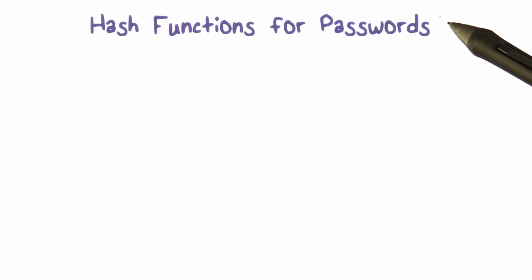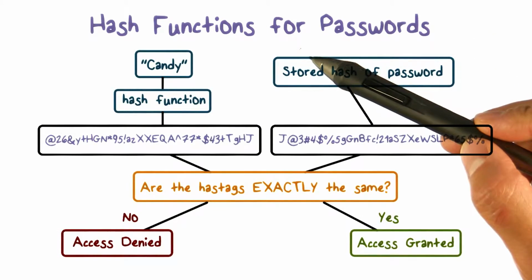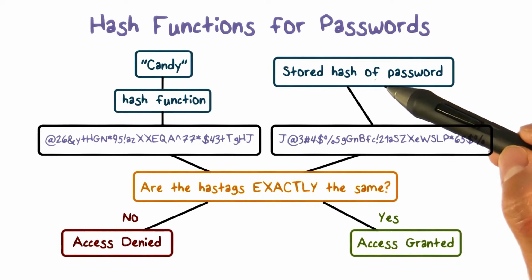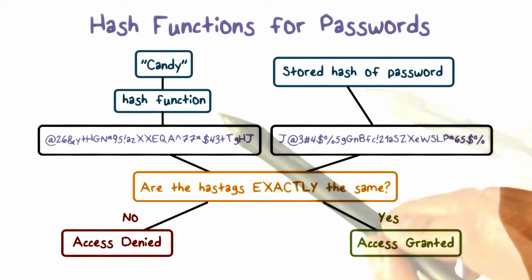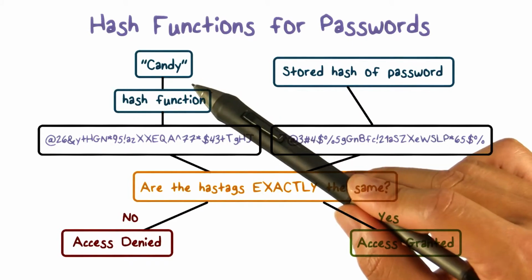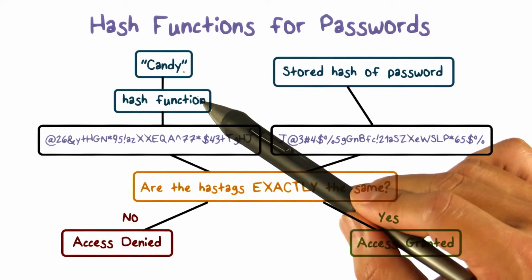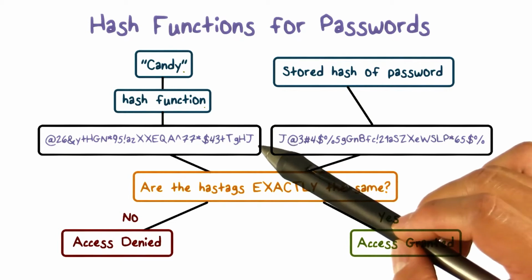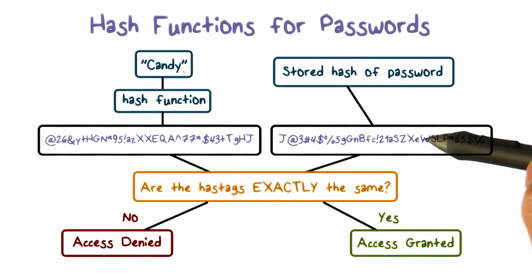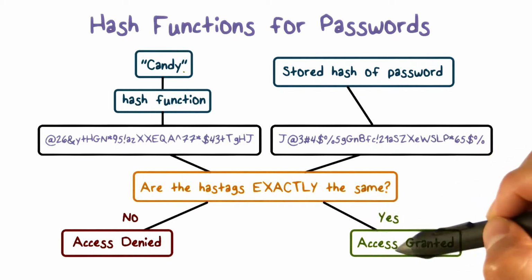Let's look at this example of using hash to verify password. Hashes are particularly useful for password verification. We all know that when we authenticate ourselves to a system, we need to supply a password. Now let's look under the hood. What happens? For example, when a user supplies a password candy, the system would take the input candy and hash it, and then compare the hash value with the stored hash of a password on the system. If they match, then the access is allowed.